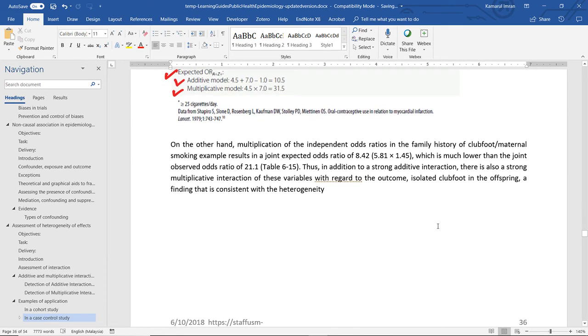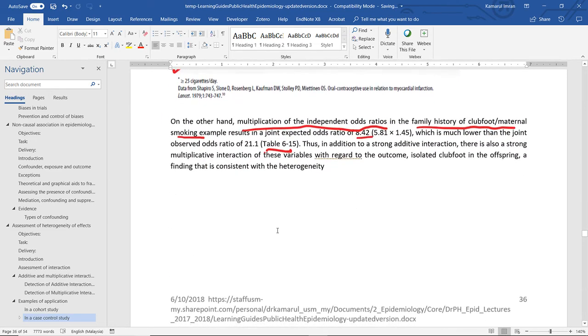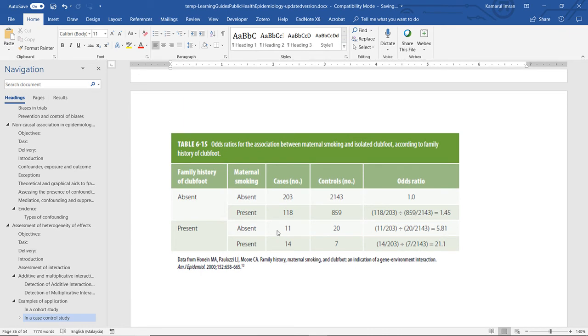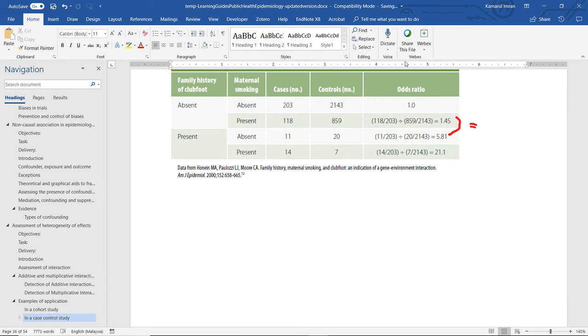Now this table 6-15, multiplication of the independent odds ratios, family history of clubfoot and maternal smoking. The joint expected odds ratio is 8.42. Okay, 1.45 times 5.81, you should get 8.42.